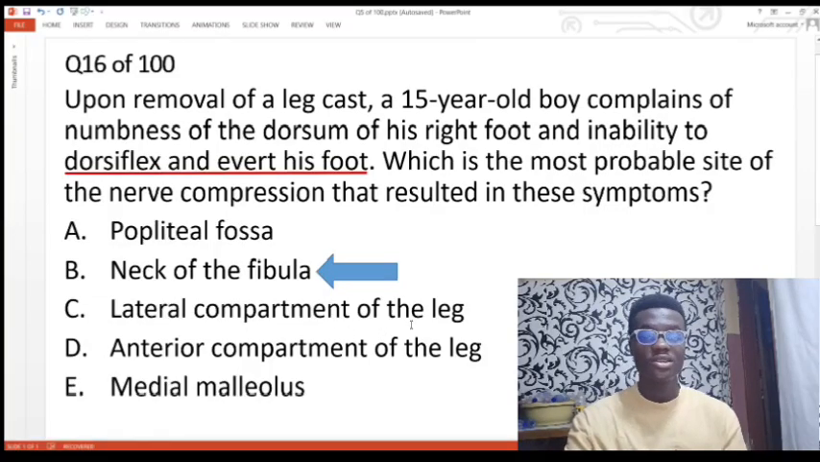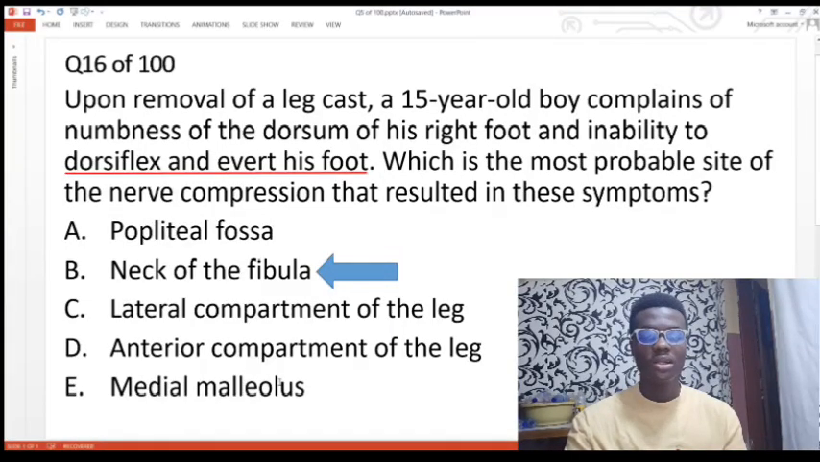So option C is the lateral compartment of the leg. That is the compartment that is responsible for eversion and supplied by the superficial peroneal nerve. Anterior compartment of the leg, that is the compartment that is responsible for dorsiflexion and supplied by the deep peroneal nerve. So both of the compartments were actually affected. So that is why it is correct to say that both nerves were actually affected. And then the common point of those nerves is the neck of the fibula. That is the common point where the two nerves bifurcate from. That is the deep fibular nerve and the superficial fibular nerve. So they both branch off from the common peroneal nerve at the neck of the fibula.